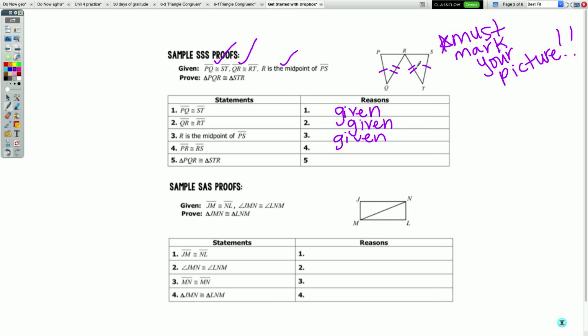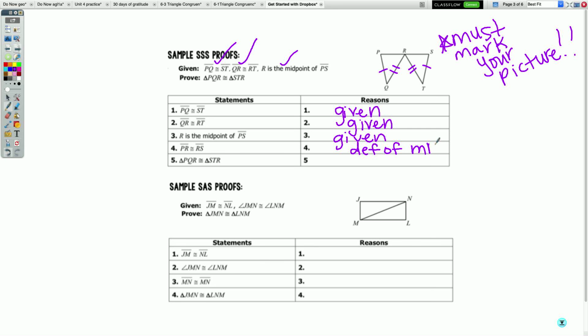Okay, step 3 says that R is the midpoint of PS. My next step then says that PR is congruent to RS. How did we know that? What would be my reason there? Look at what step 3 says. R is the midpoint. What do you think is going to come next? The definition of a midpoint. Very good, Brendan.